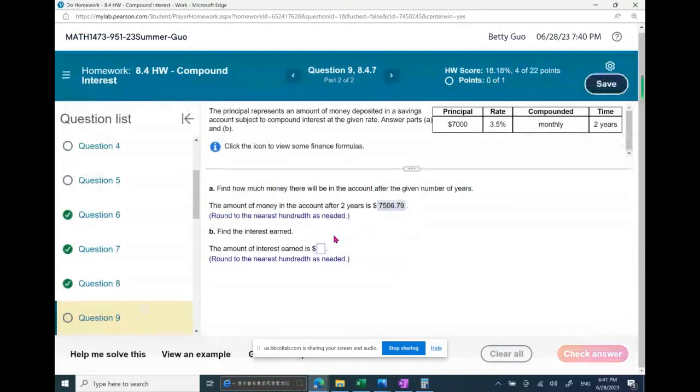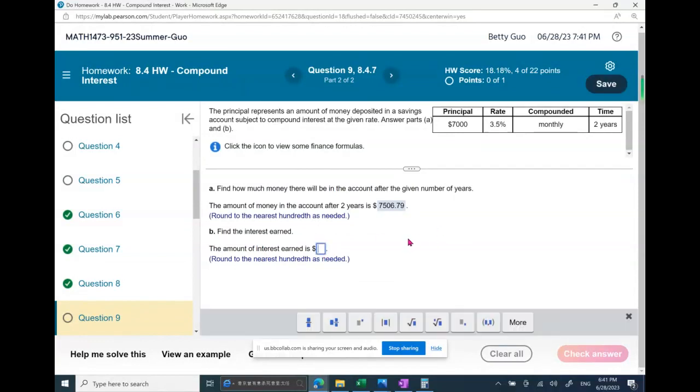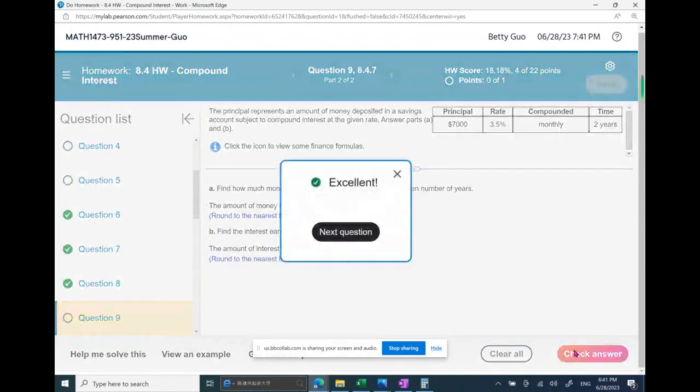Next, we need to finish part B. Find the interest earned. The interest would be the difference between the accumulated balance and the original principal, right? Minus 7,000. So that's easy. Just the $506.79. Okay.